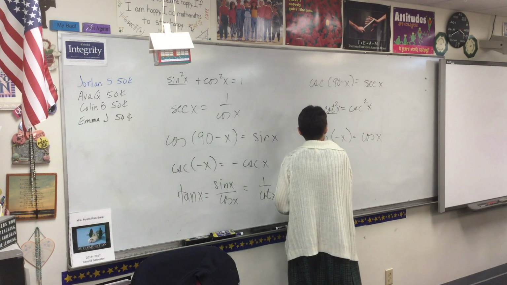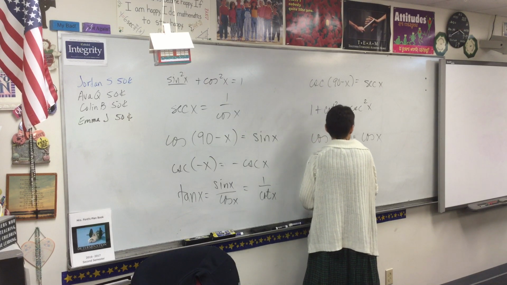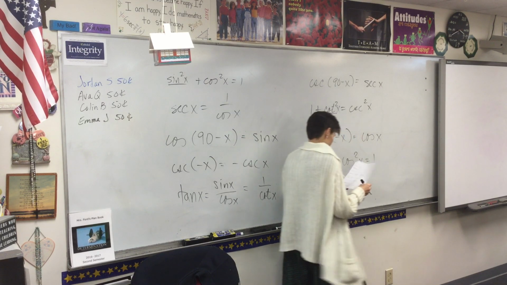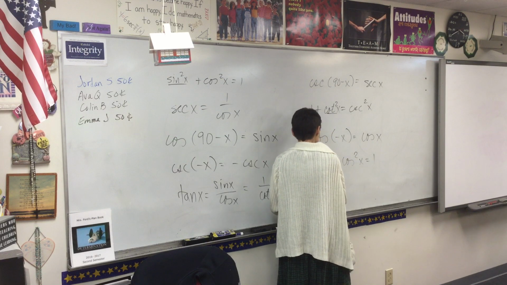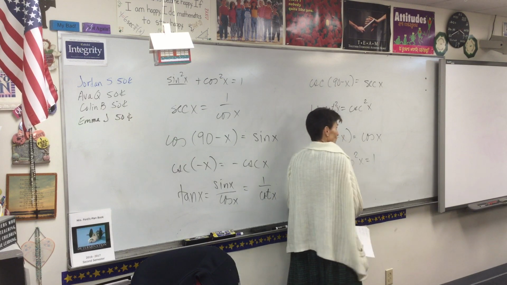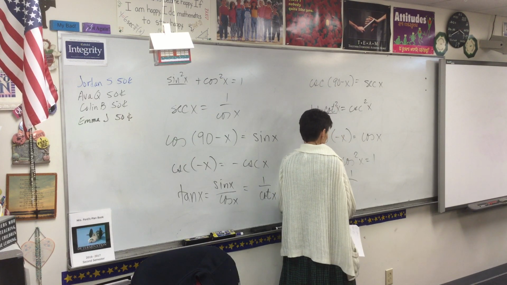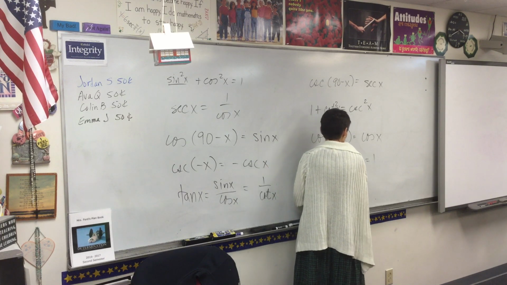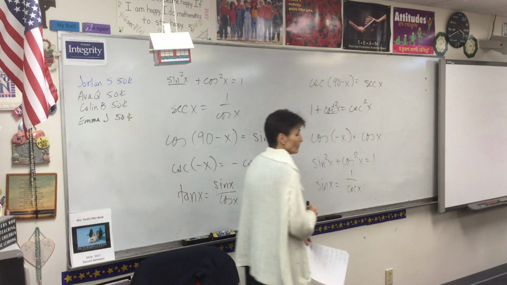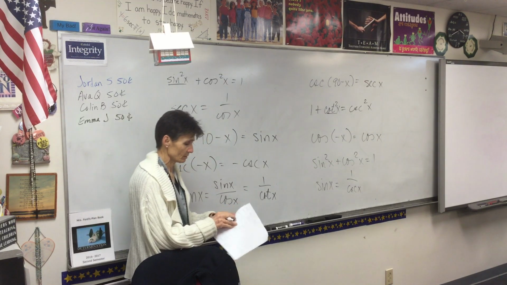Sine squared plus cosine squared equals 1. And sine is the reciprocal of what? 1 over means reciprocal. Sine is the reciprocal of cosecant. You've known that one for a very long time.